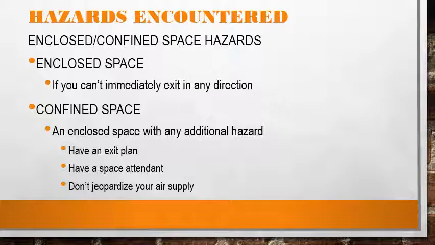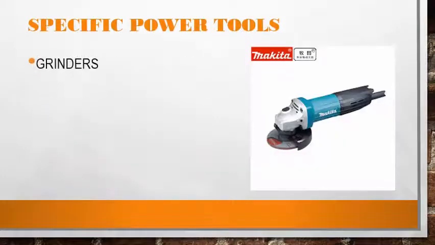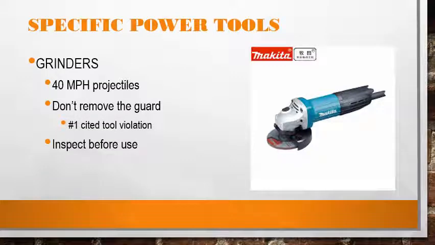We've looked at general safe practices. Now let's look at some tool-specific safe practices. A grinder is a tool which is often used in the work that we do. Grinders have a spinning blade which can eject projectiles up to 40 miles per hour. So don't remove the guard, and inspect the tool before use.